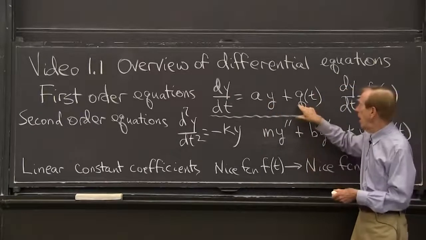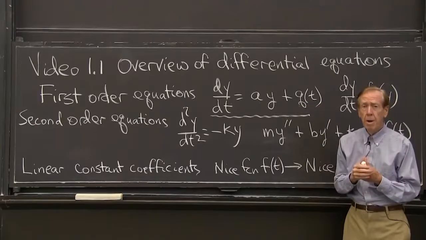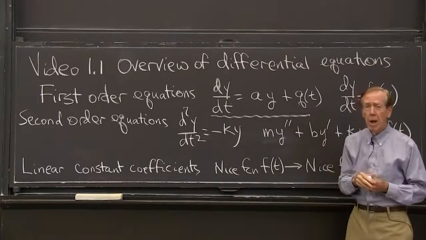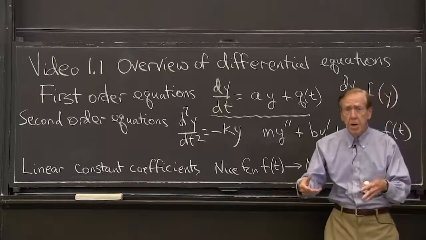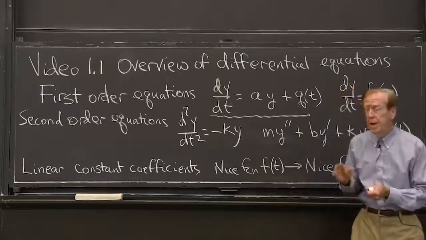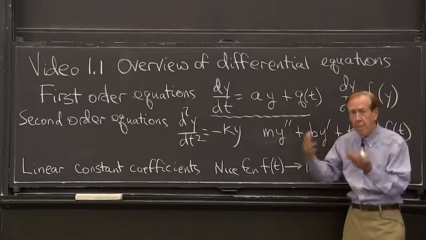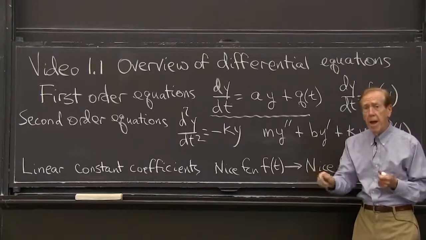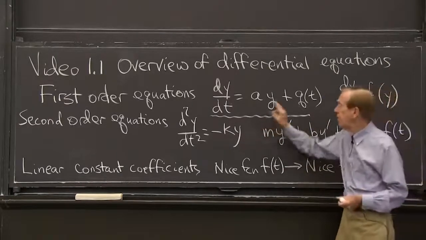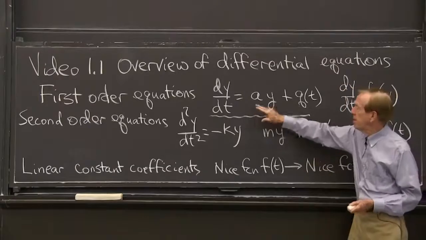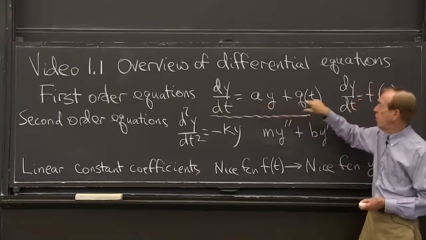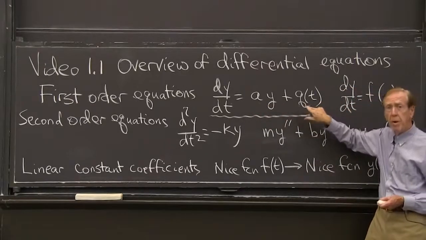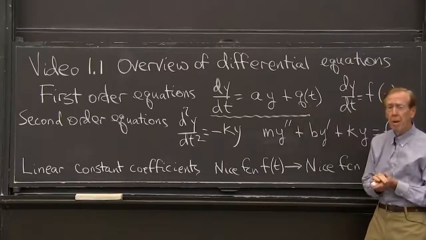And then you have inputs called q of t, which produce their own change. They go into the system, they become part of y, and they grow, decay, oscillate, whatever y of t does. So that is a linear equation with a right-hand side with an input, a forcing term.